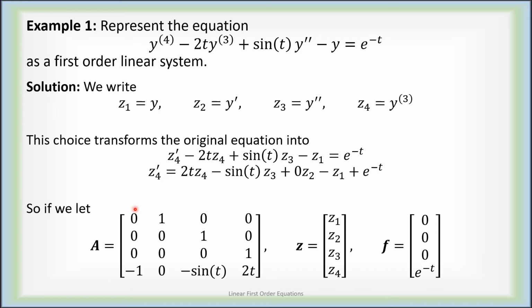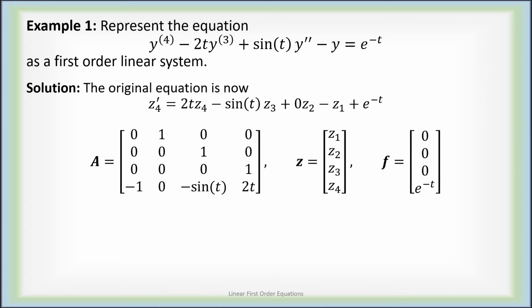In the first row, I would get 0, 1, and 0 for the entries, a single z2. And what would I have on the left? I would have z prime. z1 prime equals z2. Indeed, it does. In the next row, I would get 0, 0, 1, 0, so z3. But this is in the second row, so that corresponds to z2 prime. z2 prime is z3. Yes, it is. The only thing left to check really is the last one. Negative z1, 0 z2, negative sine t z3, plus 2t z4, plus e to the minus t. That is exactly z4 prime.